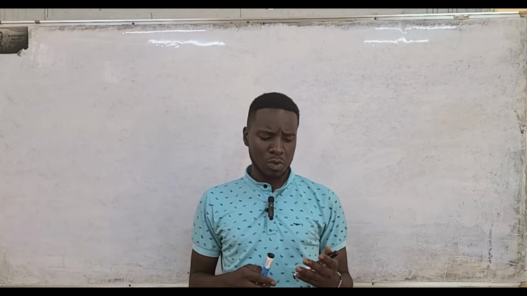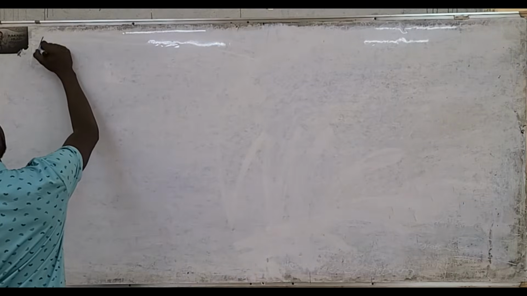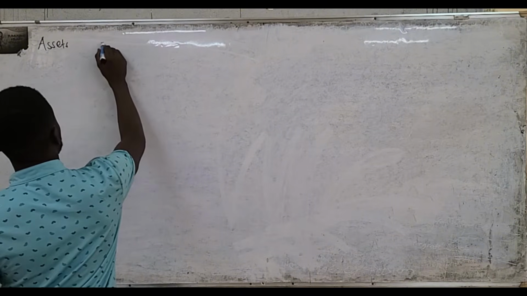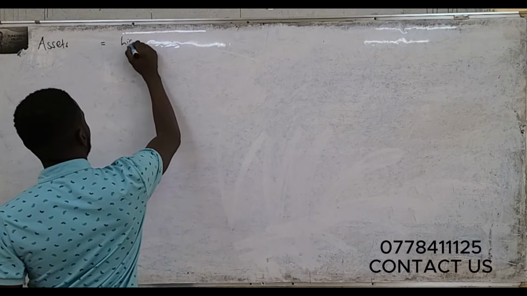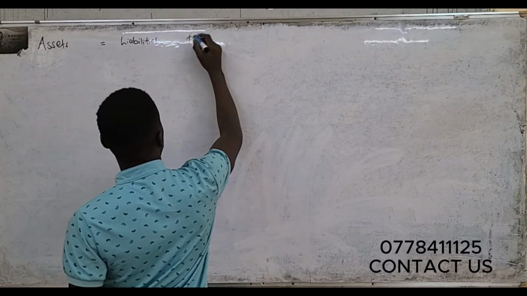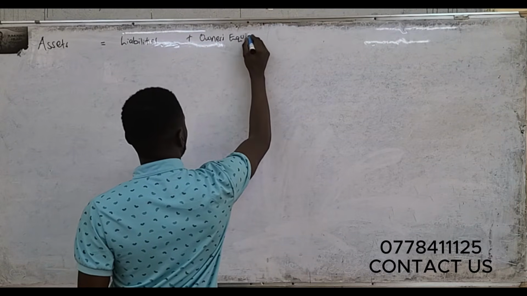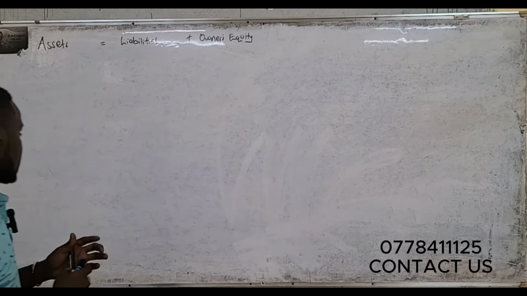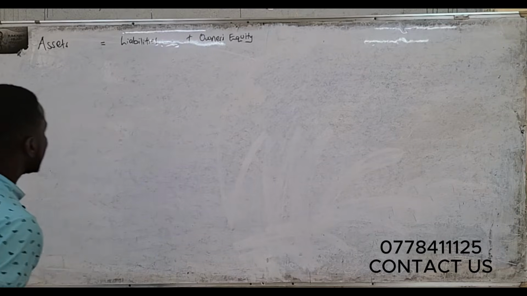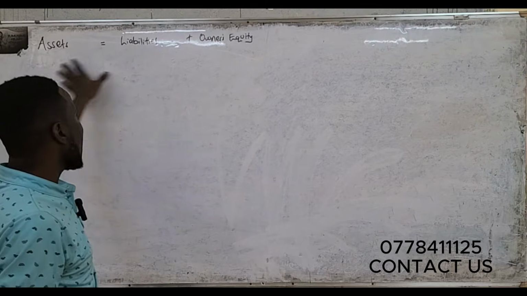So when we define our accounting equation, remember we said our accounting equation is assets equals liabilities plus owner's equity. So ladies and gentlemen, as we are doing the accounting equation, we have to make sure that the assets of the business, the liabilities and owner's equity, they are equal.